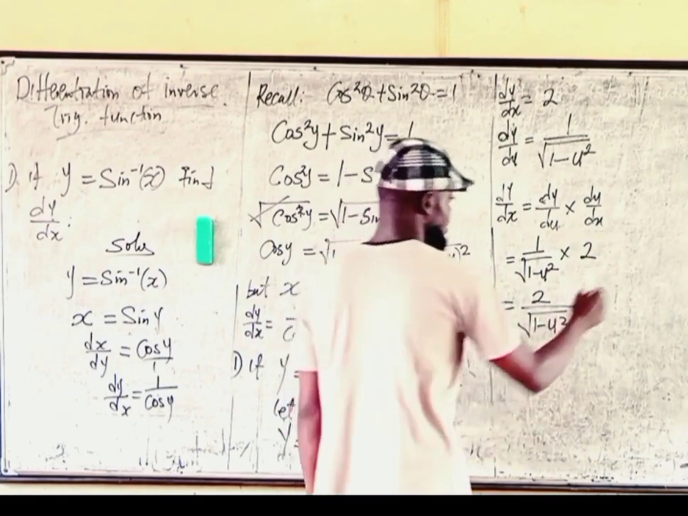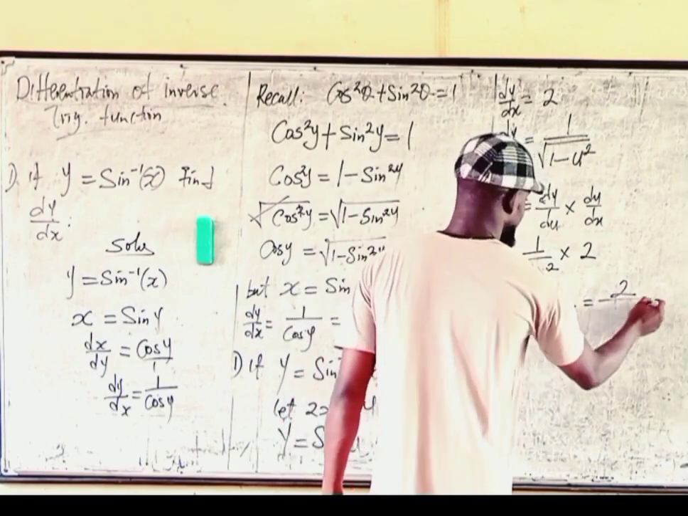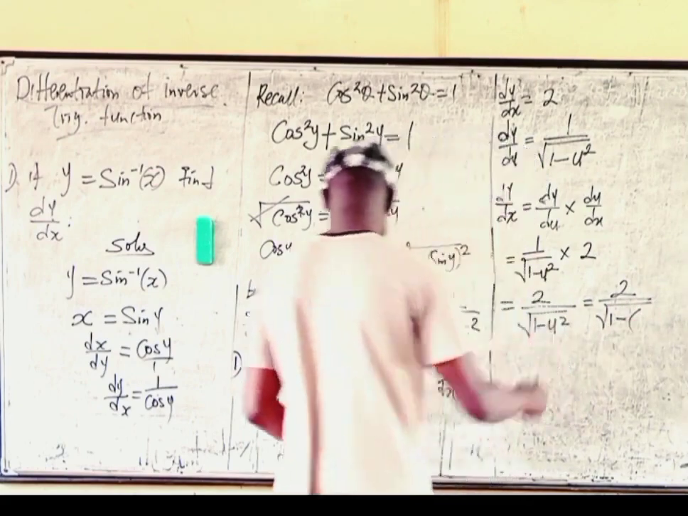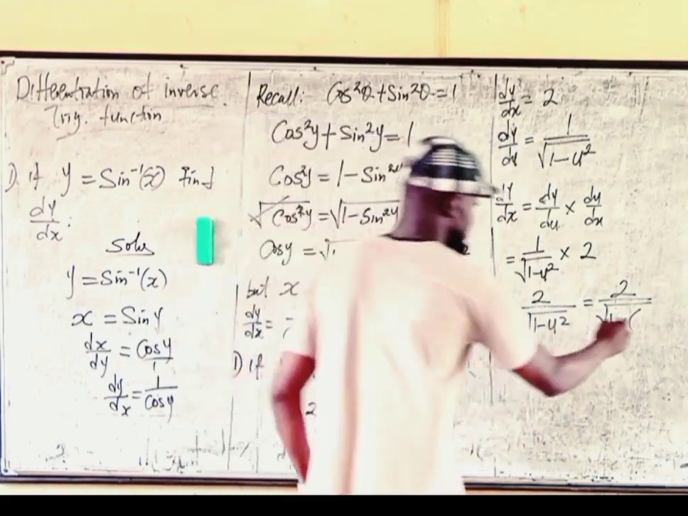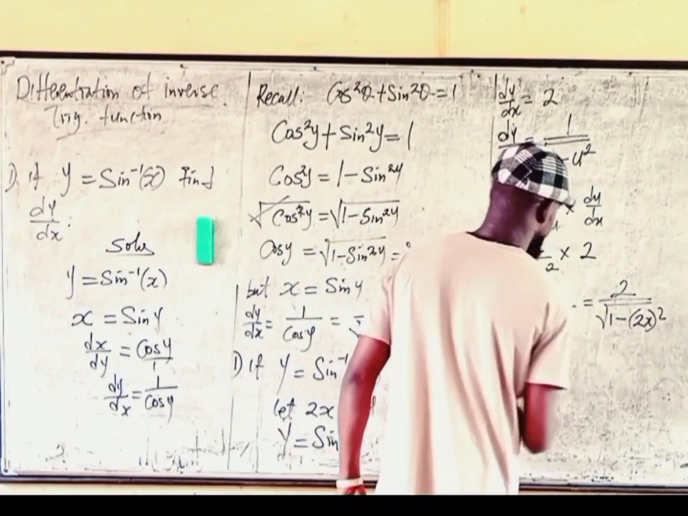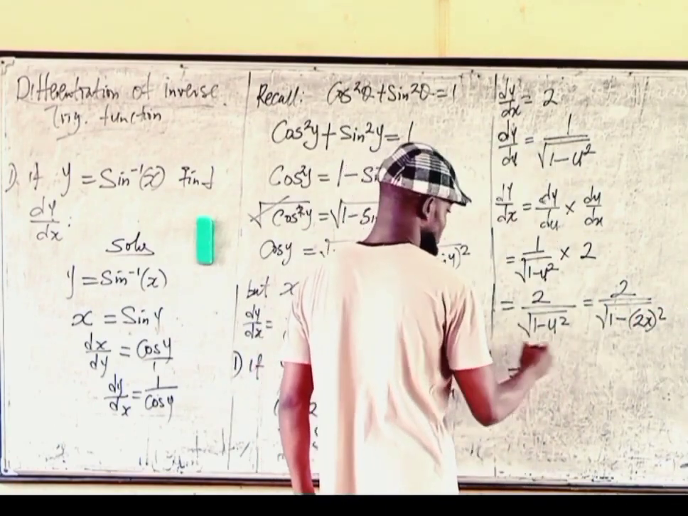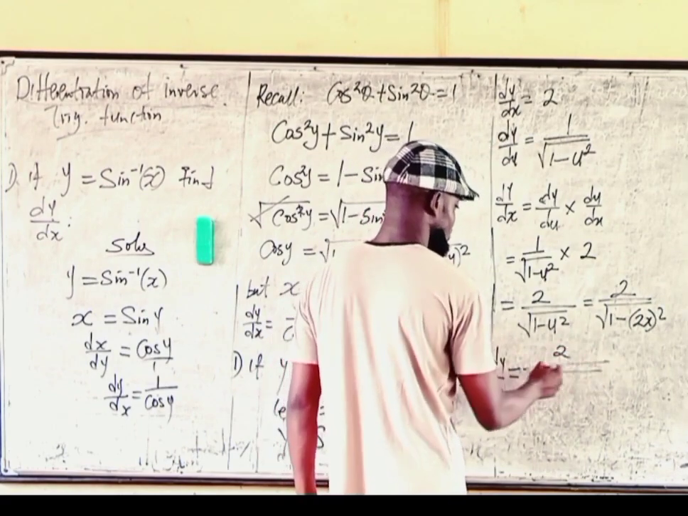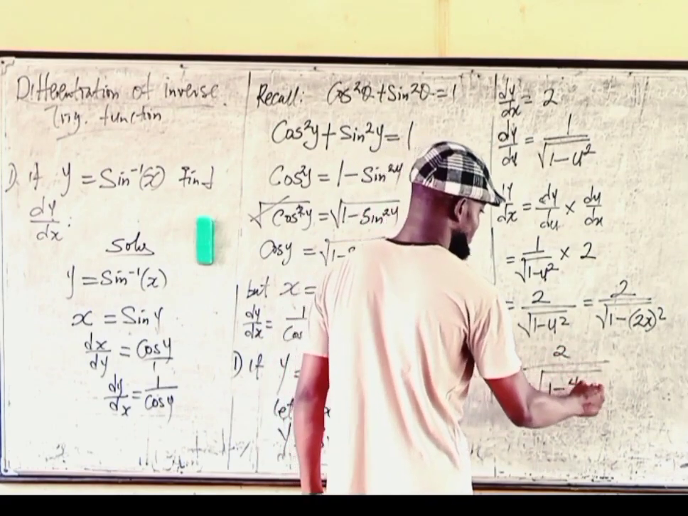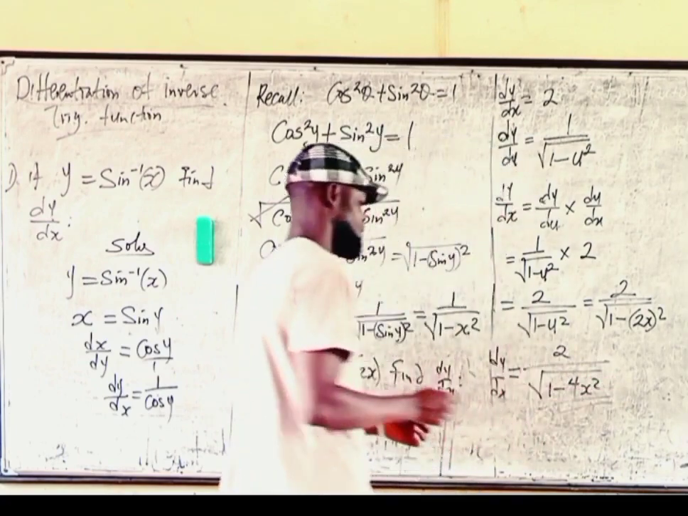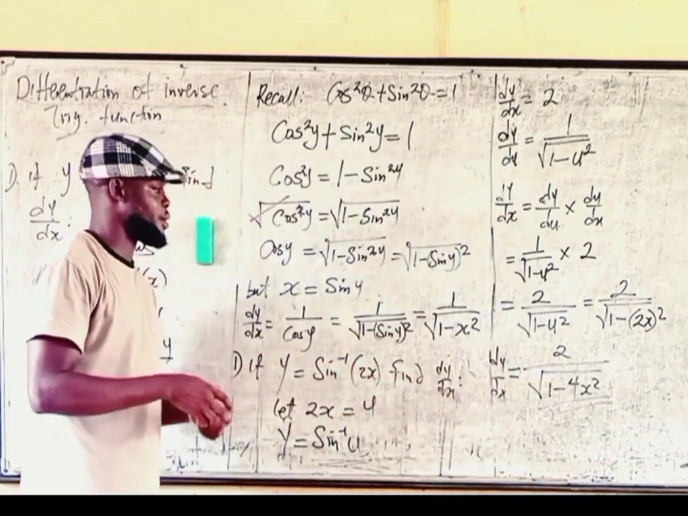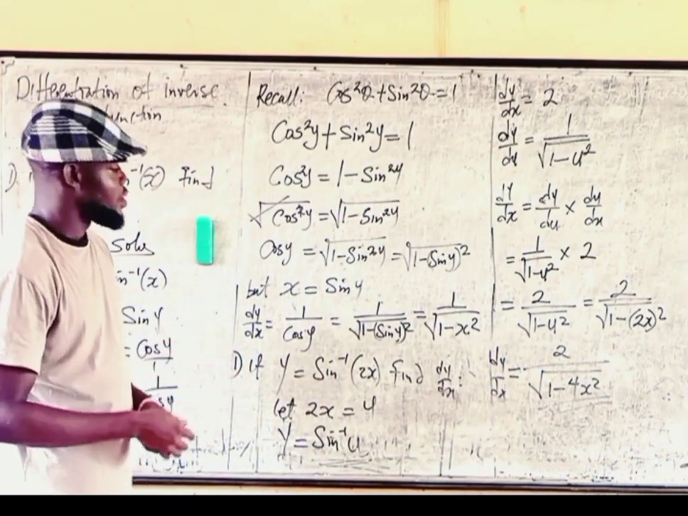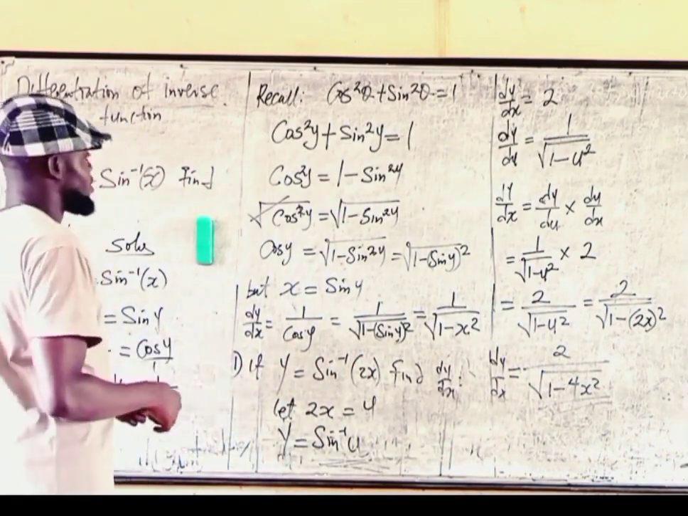So now that gives us 2 over the square root of 1 minus, what is u? Our u is the same thing as 2x. So we replace it with 2x and square it. That will give us dy over dx equal to 2 over the square root of 1 minus 4x squared. That will be the final answer to that problem: 2 over the square root of 1 minus 4x squared. So please, that is just question 2.